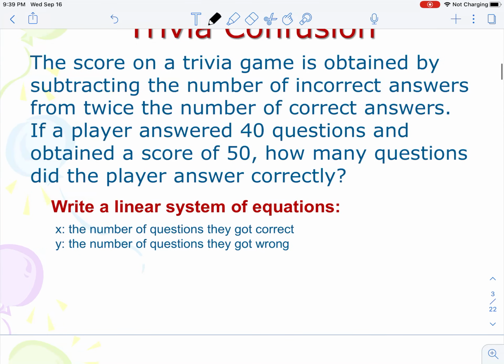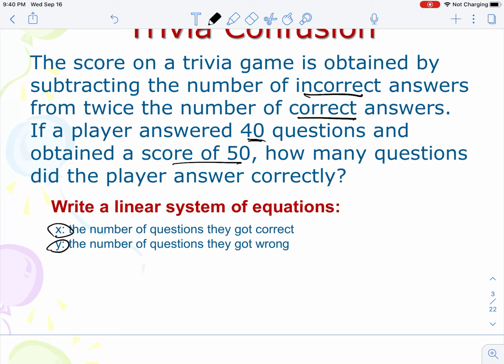Here's an example of kind of a riddle of sorts, kind of a question that we are supposed to answer with algebra. Score on a trivia game is obtained by subtracting the number of incorrect answers from twice the number of correct answers. If a player answered a total of 40 and obtained a score of 50, how many questions did the player answer correctly? Well, let's just start out by assigning a variable.